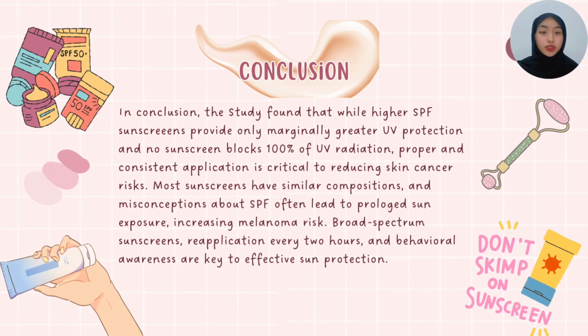And so, in conclusion, higher SPF sunscreens block more UVB rays, but the difference isn't huge. For example, SPF 15 blocks 93%, while SPF 30 blocks 97%. No sunscreen can block 100% of UV rays, and high SPF doesn't guarantee significantly better protection. UVB rays are strong even on cloudy days, but UVA rays are more affected by clouds.